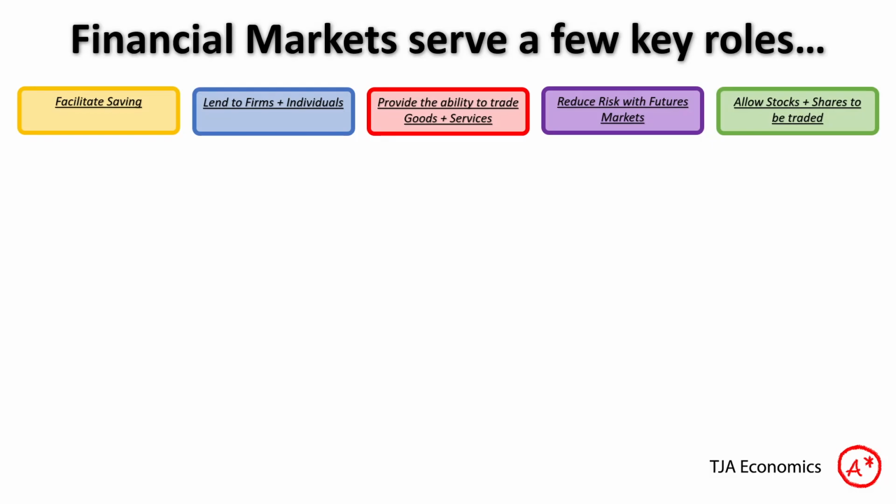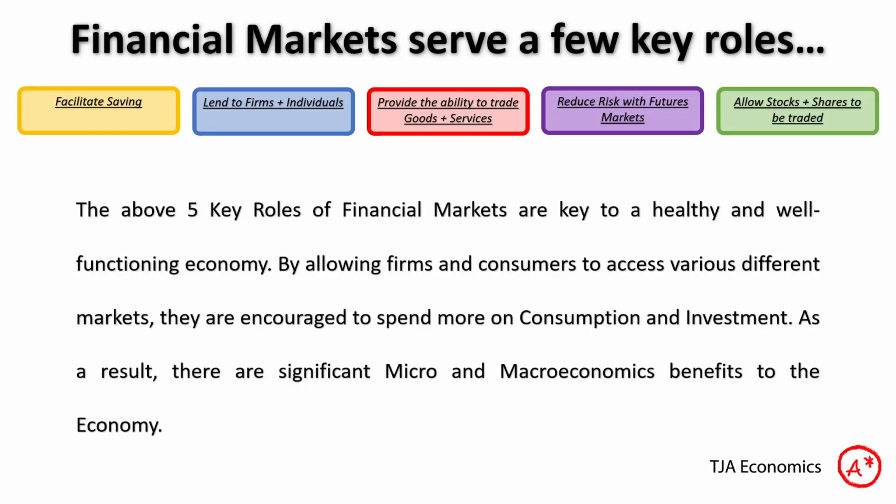So we have our 5 key roles then, and they are all key because they are key to a healthy and well-functioning economy. By them all working as they do, we allow firms and consumers to access various different markets, encouraging them to consume more and invest more. As a result, we have significant micro and macro benefits to the economy.